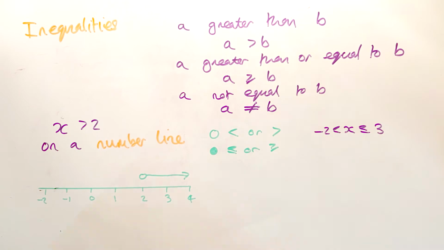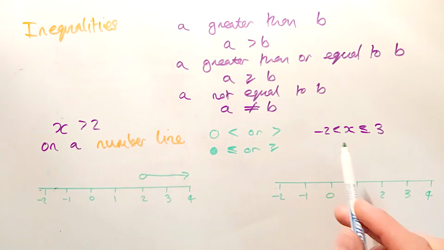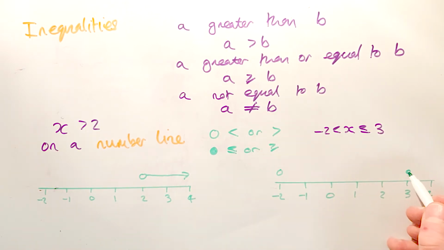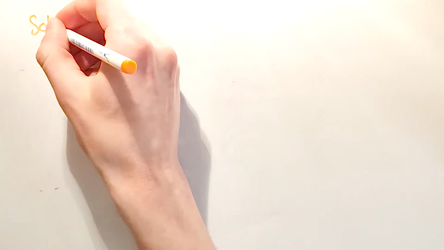Let's try it with a different inequality here. Notice that the symbols are different at each end because one end is inclusive and the other isn't. It's true between -2 and 3, so that's where we draw the line.